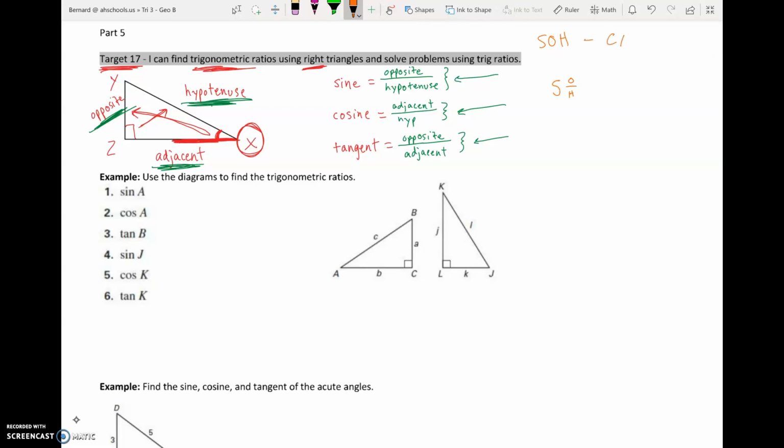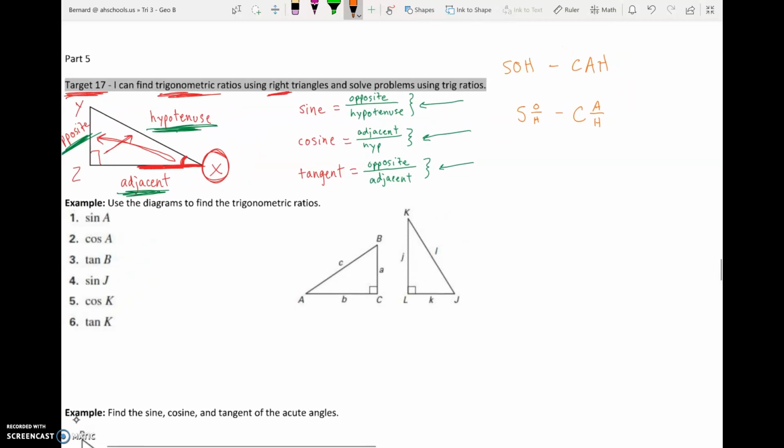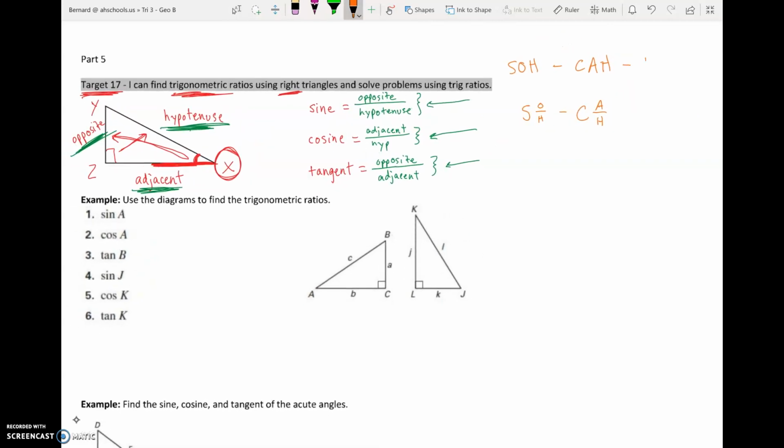And then the next piece is Ca. And I'm going to write that similarly. So cosine is adjacent divided by hypotenuse. And then finally, Toa, T-O-A. And what that stands for is tangent is opposite divided by adjacent. So Sohcahtoa. Sine is opposite divided by hypotenuse, and that's what the S, O, and H stands for. Cosine is adjacent divided by hypotenuse, and that's what the C-A-H stands for. And Toa, tangent is opposite divided by adjacent.